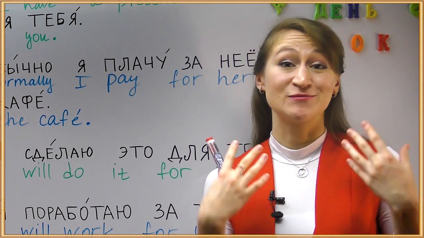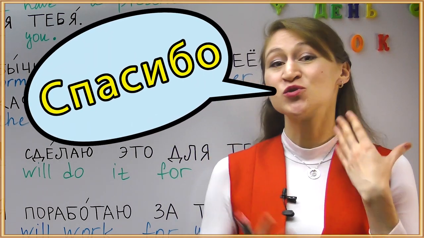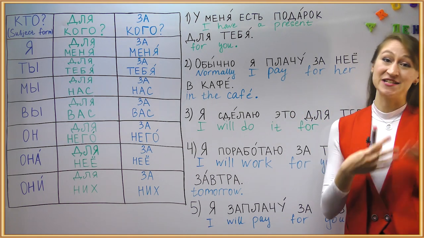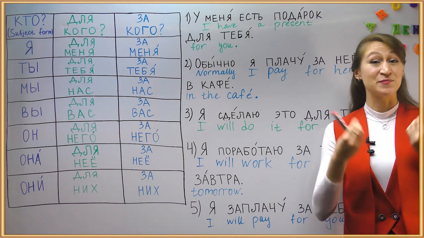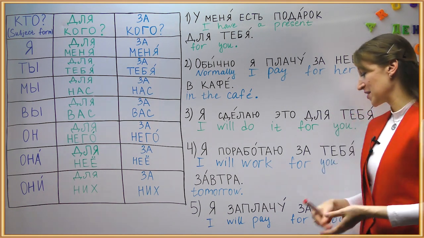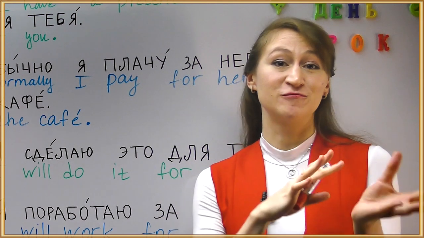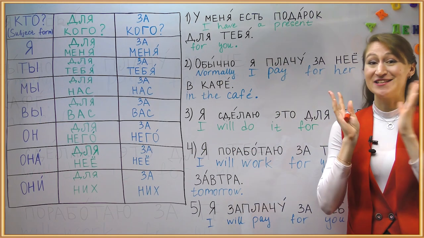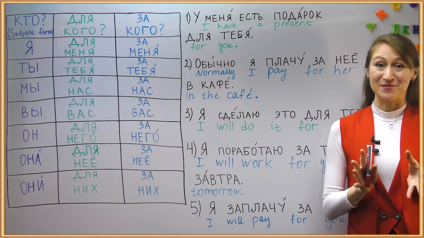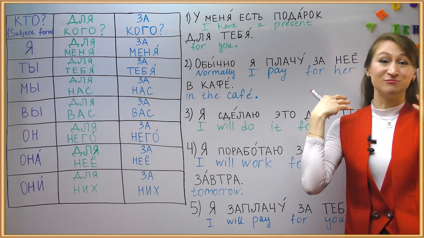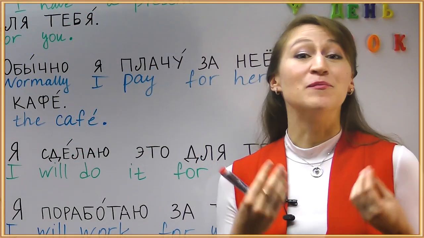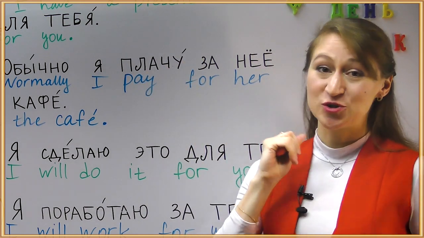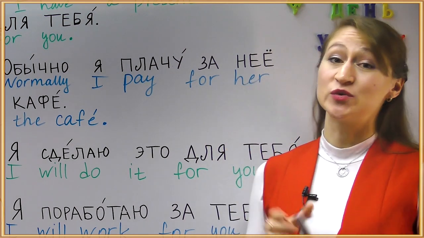Maybe it will be just a word, спасибо, but it should be something. You say to your friend, я заплачу за тебя, and he or she says, спасибо. So at least спасибо should be said in this case. So за is always kind of exchange. You do something and you get something in exchange. It's not always money or something material. It can be just gratitude or very good emotions on the part of this person. So, платить, to pay, is always used with за.